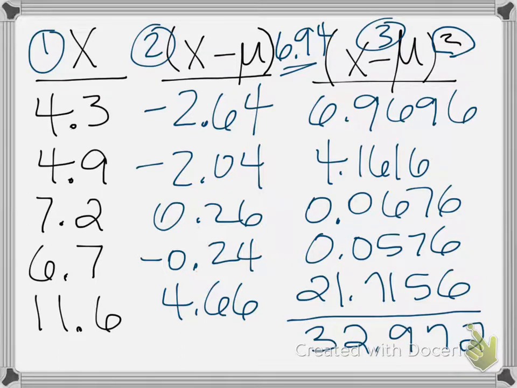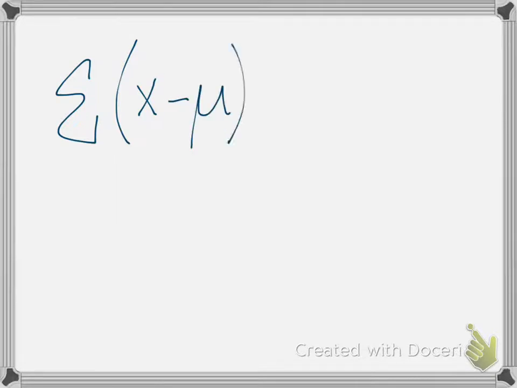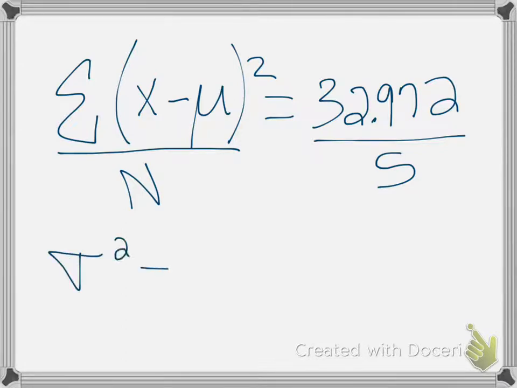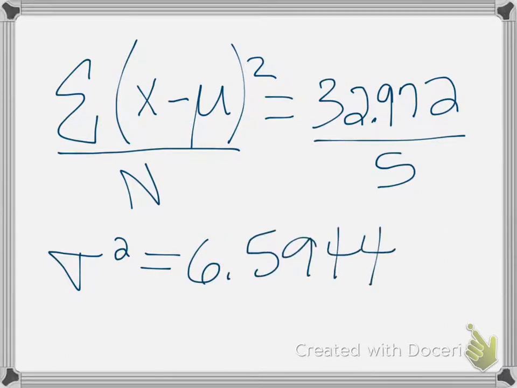32.972. So what I'm saying here is the summation of all of our values minus the mean squared equals 32.972. And then remember, the next part of our equation was divide by n, being the total number of observations in our population. And so in this very simple example, our population total is 5. So once we do this, we get our population variance, or our sigma squared, to be 6.5944. And so that is the final answer here for variance.